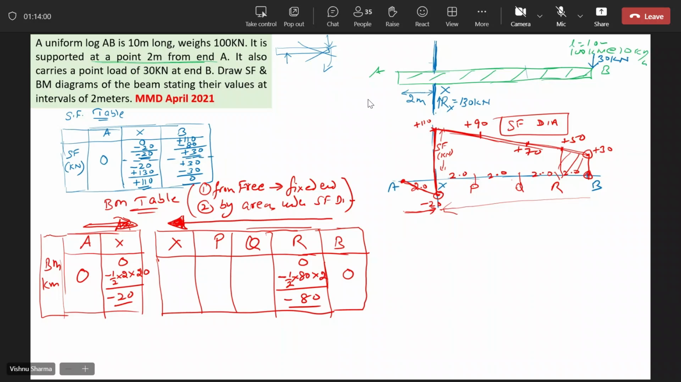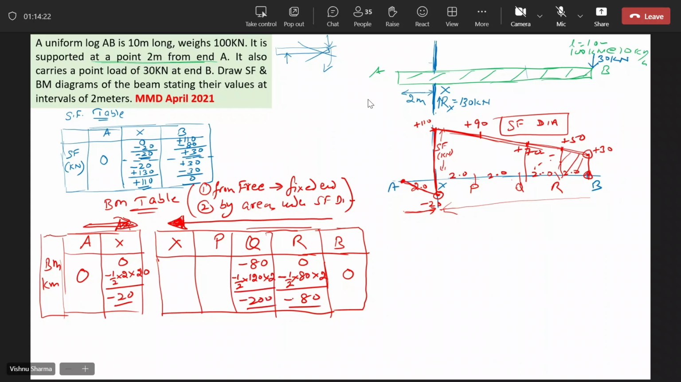Correct? I carry forward this minus 80. What is the change from R to Q? Again, minus, and this trapezium: minus half into 70 plus 50 is 120, into 2. So it is minus 200.